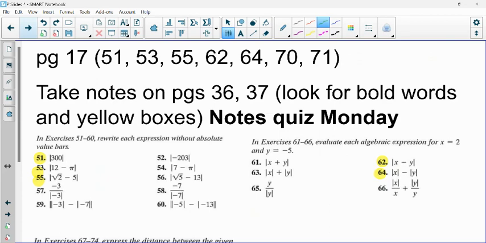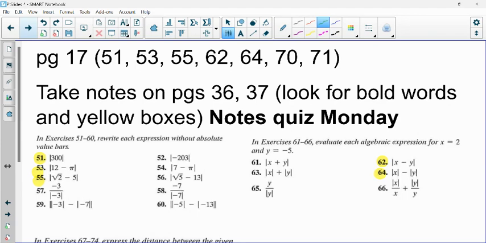So what do I mean by a notes quiz? A notes quiz is if you took the notes on those pages, you're looking for bold words, you're looking for what's inside those yellow boxes. The notes quiz is basically just saying some questions could be true or false. Blah blah is when you do this. So if you took notes, you would look at your notes for the definition of that and just write true or false. Or there might be an example almost exactly that was in the notes. So if you took notes, you would have a quick answer.